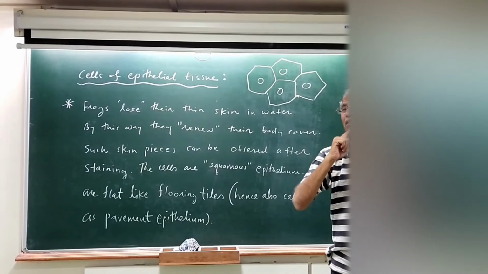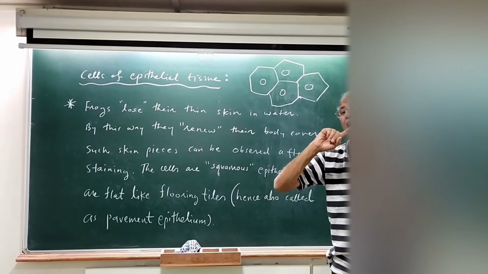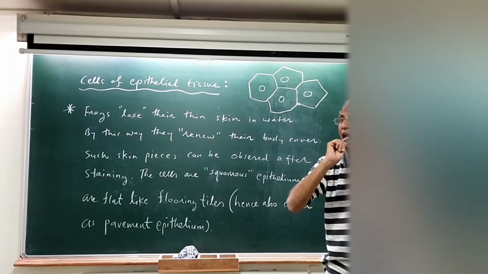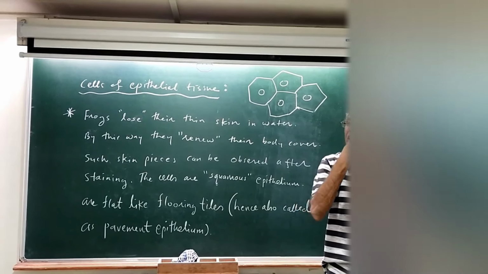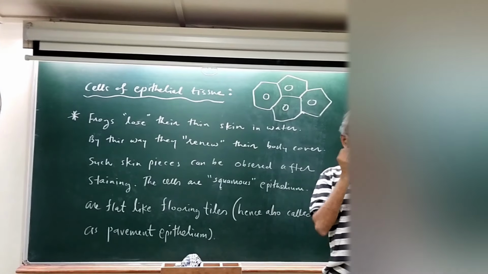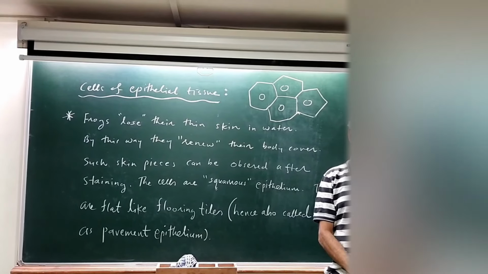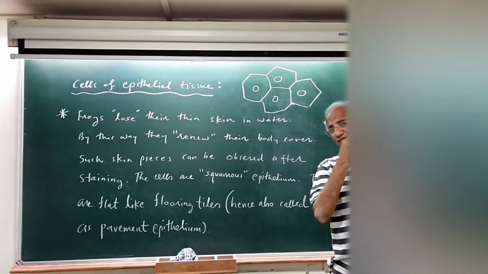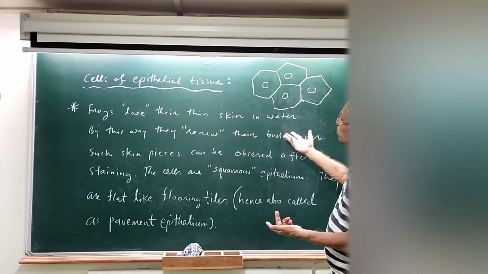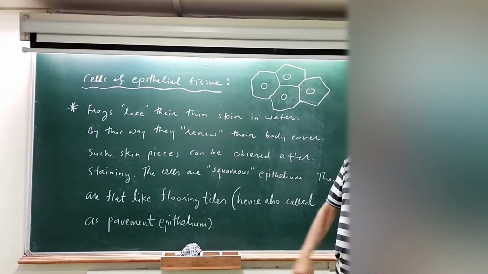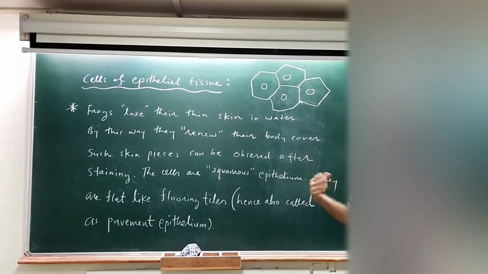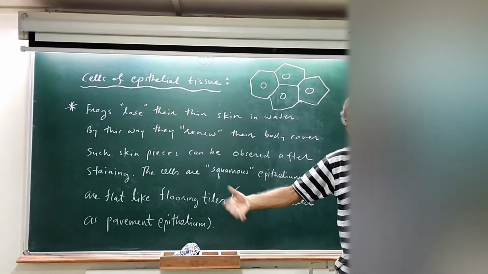We can collect some of the cells from inside our cheek. Using the glass slide carefully, it is possible to scrape a little bit of the inner part of the cheeks, but that's not very healthy in one sense, because there is a possibility of injury. But then, there are animals like frog who lose their skin in water, and by this way they renew their body cover. All of us are losing our skin.